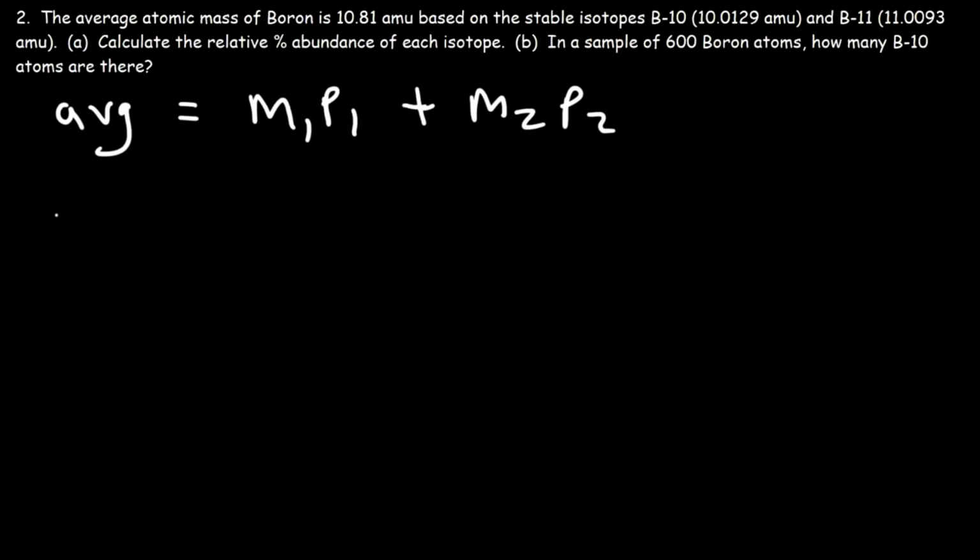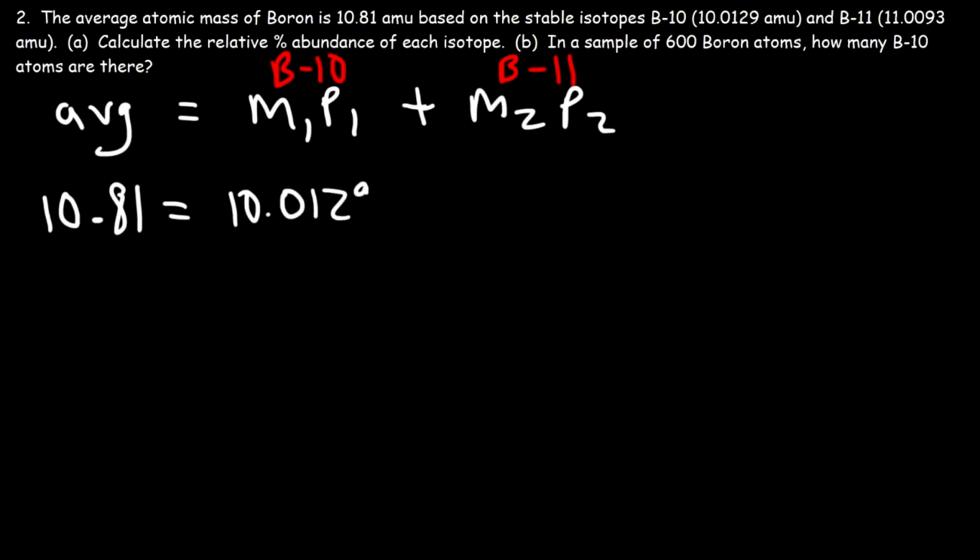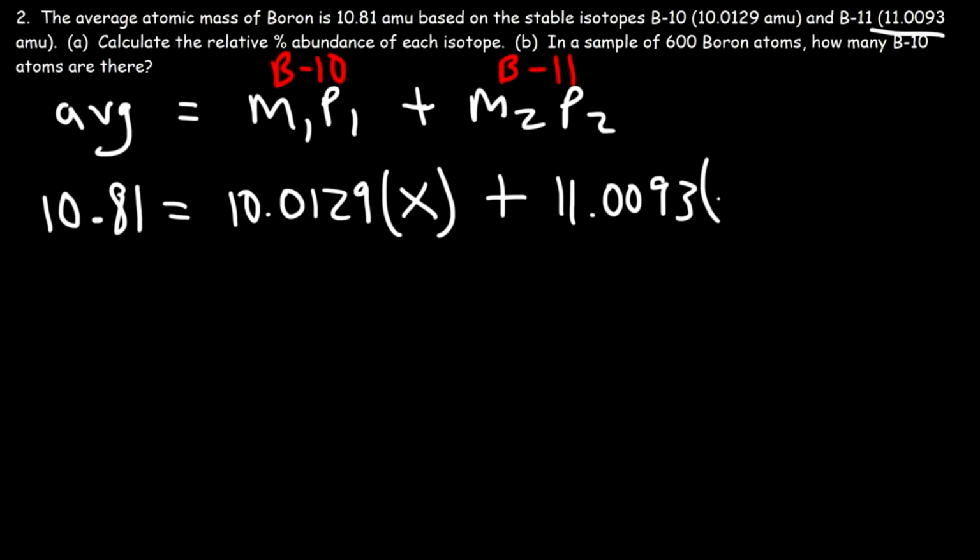On the left side, we're going to plug in the average atomic mass, which is 10.81. We're going to say that M1 corresponds to B10 and M2P2 corresponds to B11. So the mass of the B10 isotope is given to us as 10.0129 times its percentage. The percentage we don't know, so we're looking for that. Let's call it x. The mass of the second isotope, B11, is 11.0093.